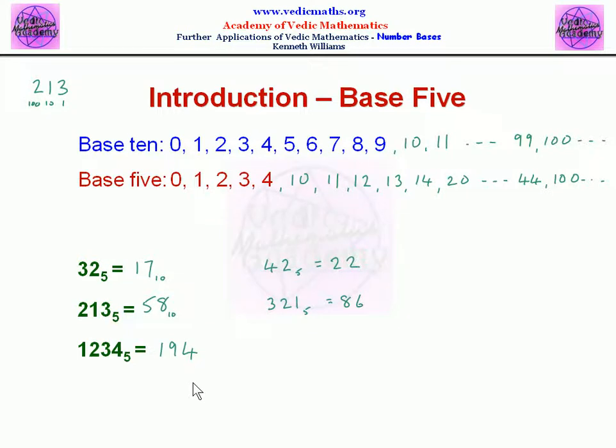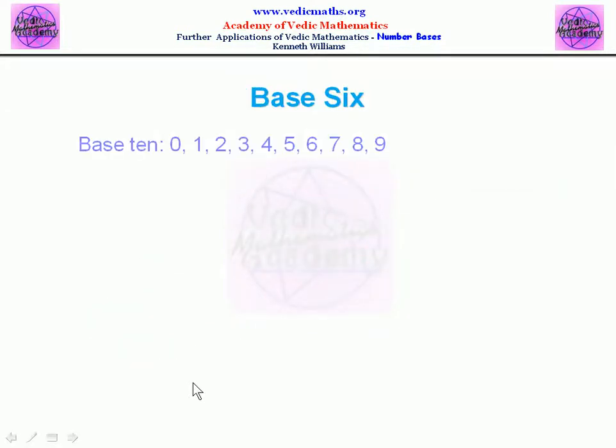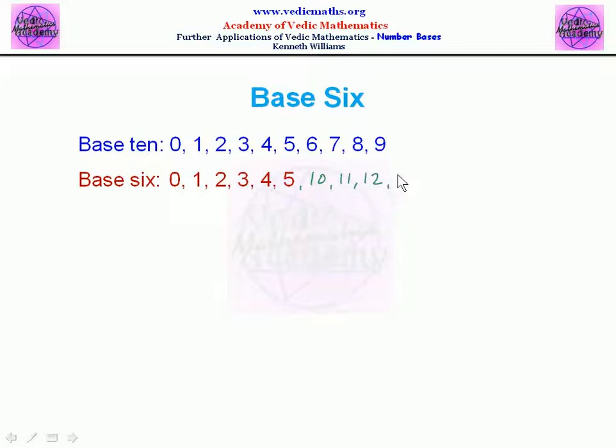Okay, just the same pattern can be used in another base. Let's look at base 6. There's the base 10 numbers. And in base 6, we've got 6 digits, 0, 1, 2, 3, 4, 5, and we have no digits beyond 5. So again, after 5 would come 10, 11, 12, 13, 14, and then we're allowed 15, but we're not allowed 16. After 15 will come 20. And then 21, 22, and so on, up to 25, and then 30.